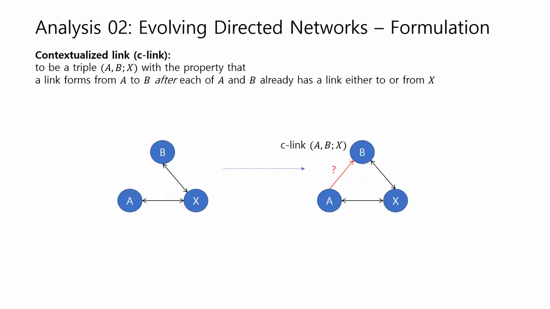For further analysis, authors introduced more notions. We denote contextualized link, briefly C-link, to be a triple ABX, with the property that a link forms from A to B after each of A and B already has a link either to or from X.